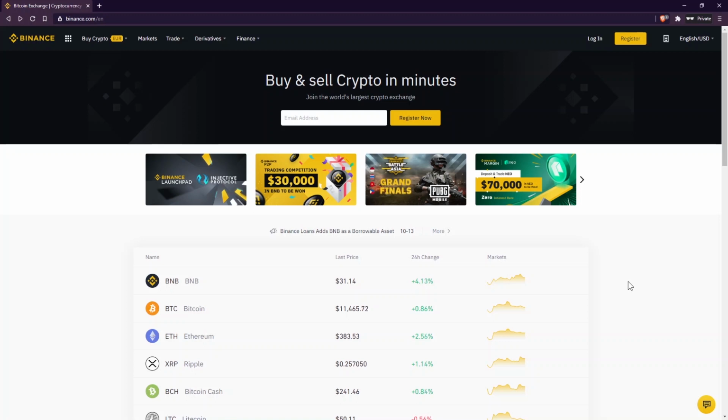To get started, you'll have to create an account, and for that you'll come to this website binance.com, or binance.us if you are from the United States.